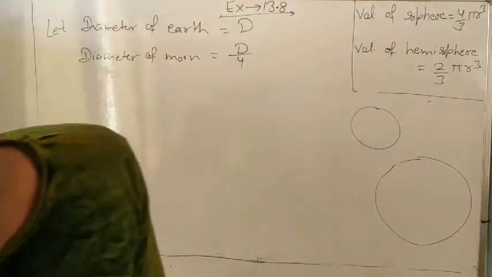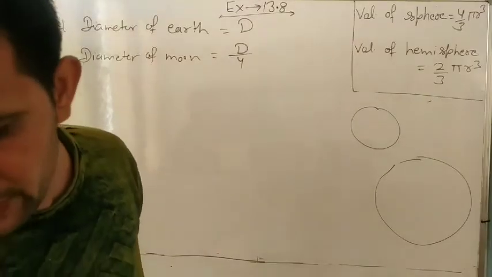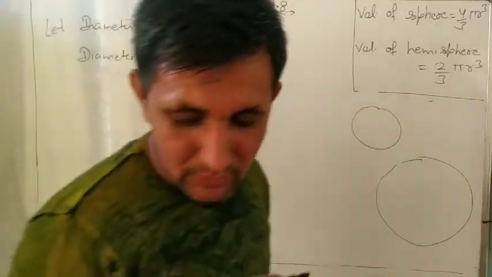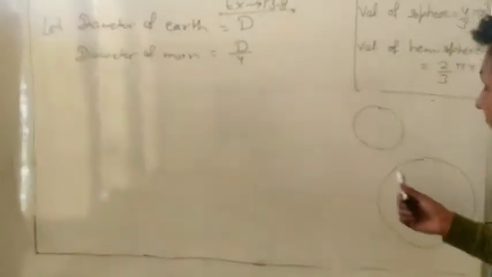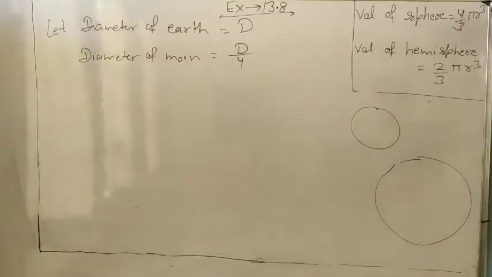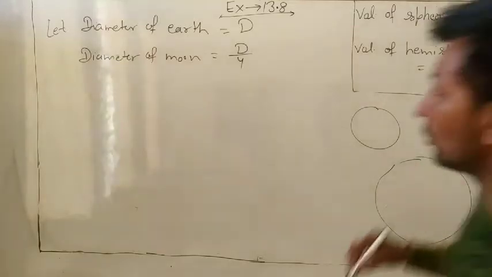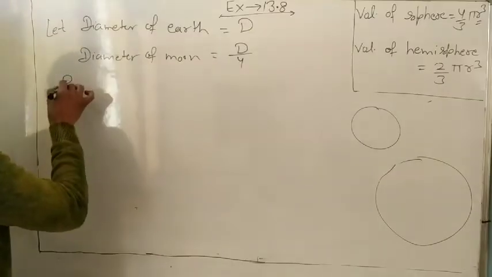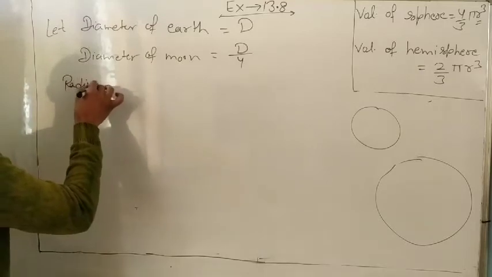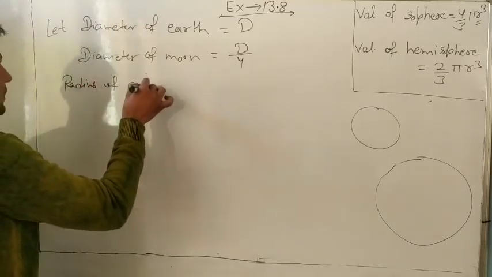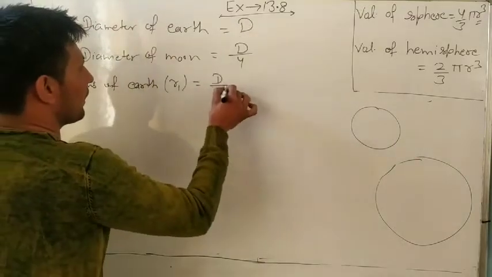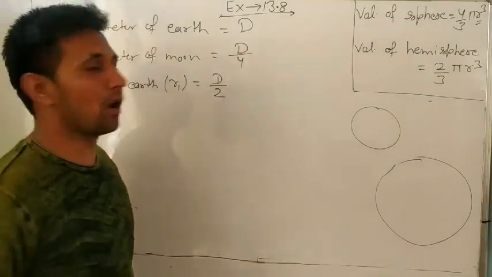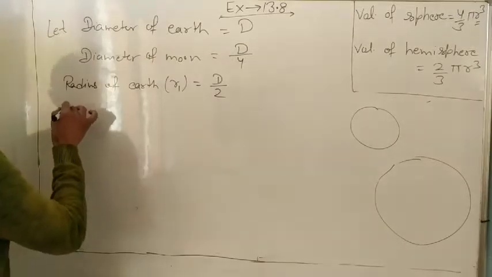Next is given: what fraction of the volume of the earth is the volume of the moon? Yes, the moon is also a sphere. So we need the radius, 4/3 pi r cube. So first we will find the radius. The radius of the earth is, suppose, r1. Radius is always half of the diameter. Yes, same as before.